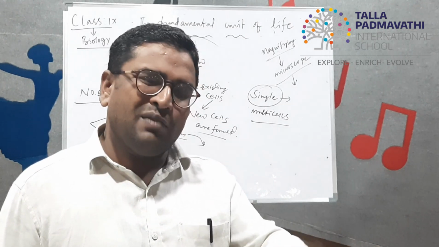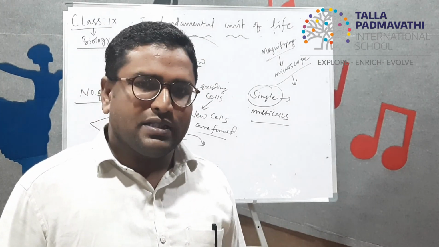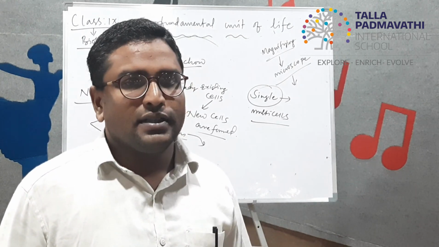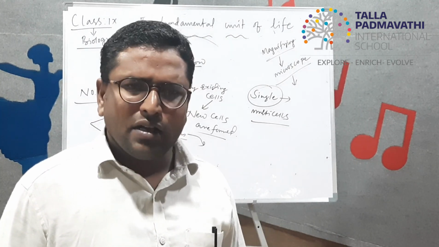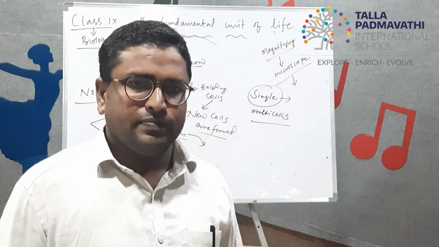Okay, the onion peel is a plant cell and the cheek cell is what? Animal cell. Plant cell, animal cell. Can you see the same? Yes, obviously we can see there are similarities.